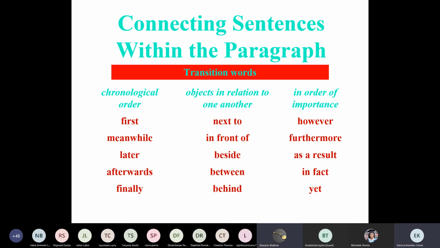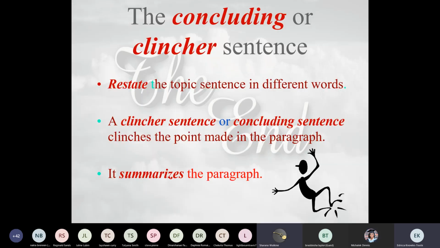And then you have objects in relation to one another: next to, in front of, beside, between, behind. And then you have order words that show the order of importance: however, furthermore, as a result, in fact, or yet. So remember, when we're writing our paragraphs, we want to see you using those transition words. We need to see your sentences connecting.